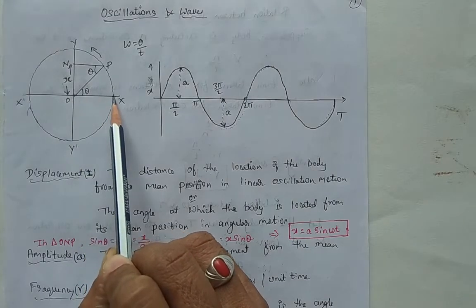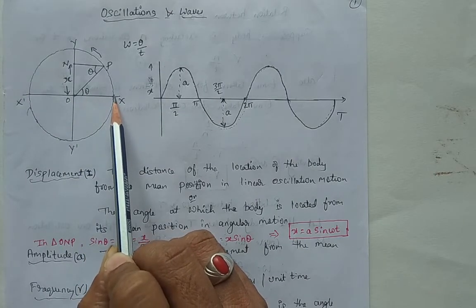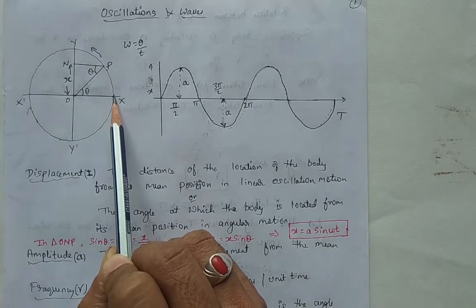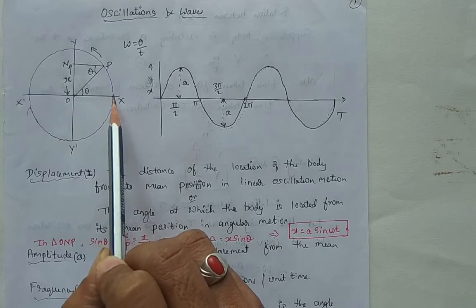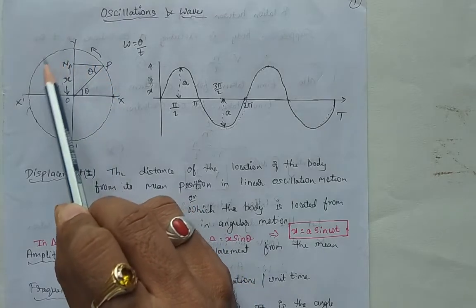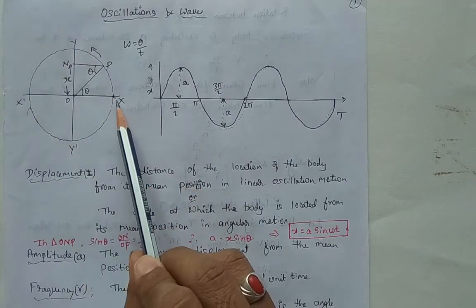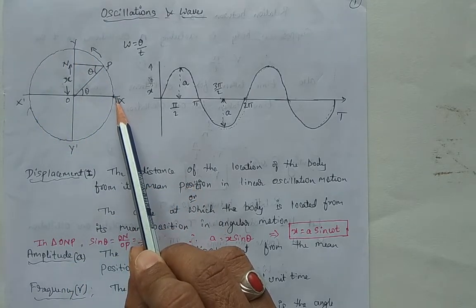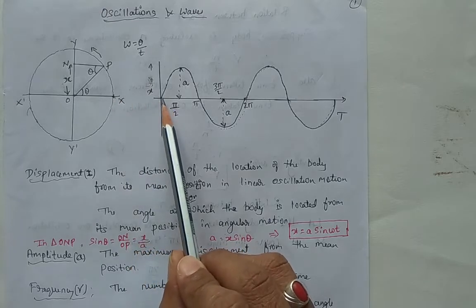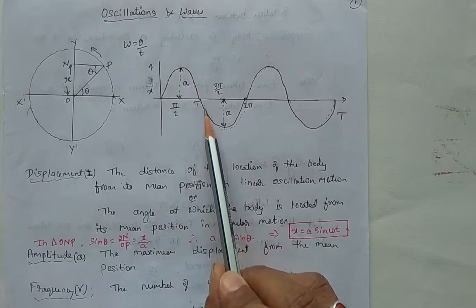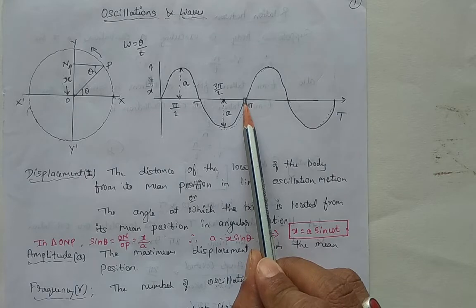Whenever a body is moving in a circular motion, suppose x is the initial point and it is moving in a circular motion in this particular direction. Whenever it completes one complete rotation, it covers an angle 2 pi. Same thing here, the graphical representation we have shown here, 2 pi.